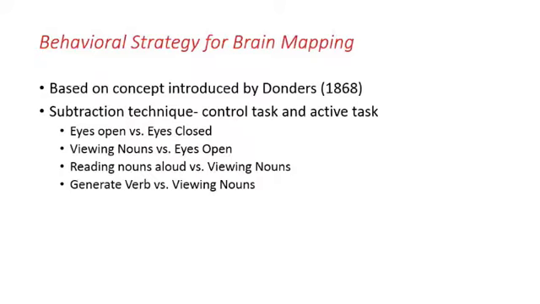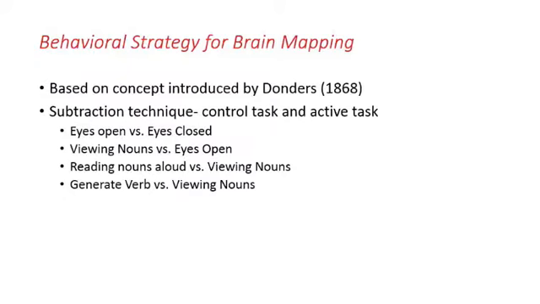Here's another one, viewing nouns versus eyes open. So just having your eyes open, not reading any words, versus having your eyes open and viewing nouns. That's again a little bit more complex task. So we're subtracting out the simpler task that has the same visual input and/or motor output as the task of interest. Here's reading nouns aloud versus viewing nouns, and generating verbs versus viewing nouns.